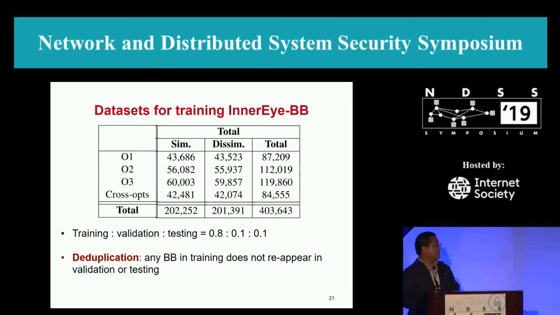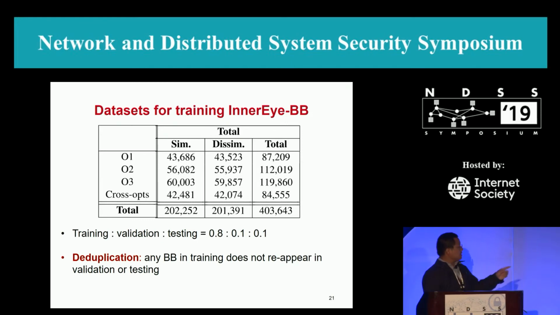And this is our data set. We collected around 400,000 basic block pairs, and we divided it into three data sets. Actually, we noticed that previously some security researchers only use the training and the validation data set. We argue that if you make sure your testing data set has never been shown during training and validation, then your results will be more trustworthy.